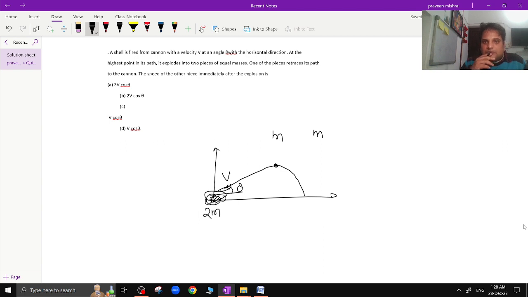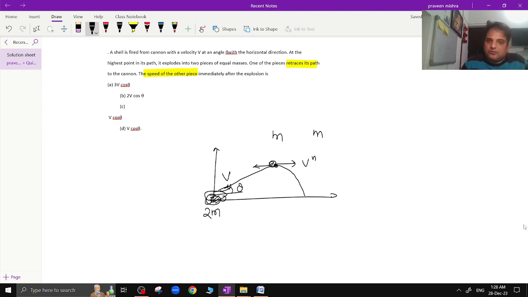One piece retraces its path to the cannon. Retracing its path means suppose this is the first one, this is coming back here. So this is going to retrace its path. You have to find out the speed of the other one. So you don't know what is going to happen with the other one.